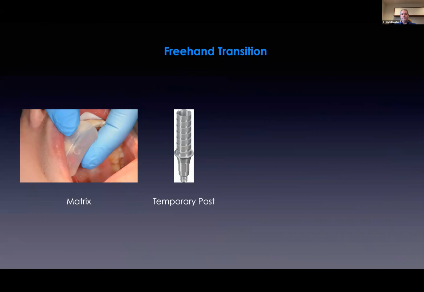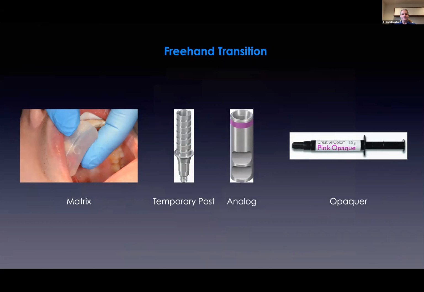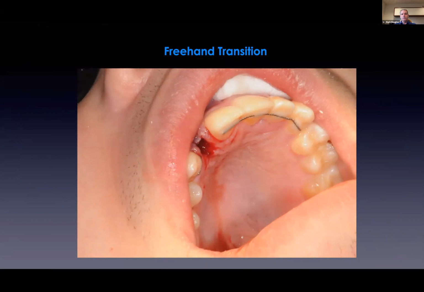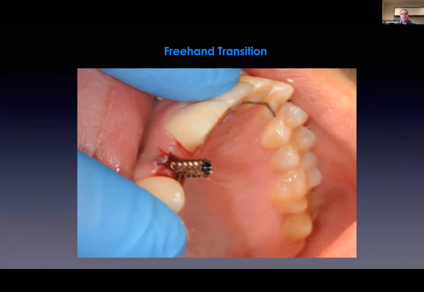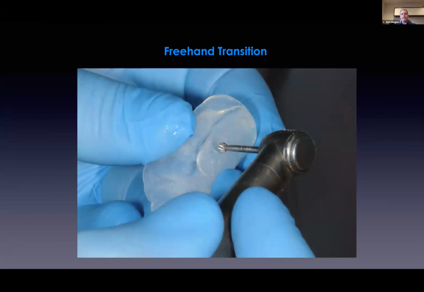You're going to want a temporary post, which you will airbraid or sandblast. You need an analog, and you need some pink opaquer. So here is the patient, who returned to me just after the implant was placed. I'm going to remove the healing cap. We're going to place our temporary post, and we're going to try our clear matrix in. And this is why you want a clear one, because you can see where the temporary post is, so you know where to drill your hole right there.